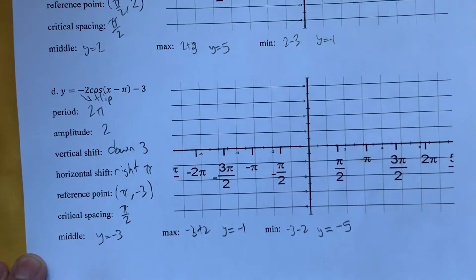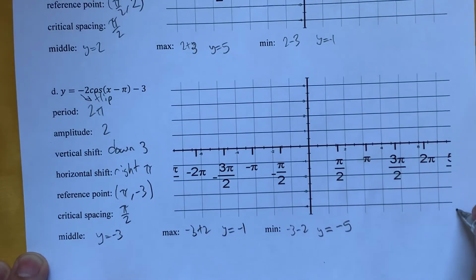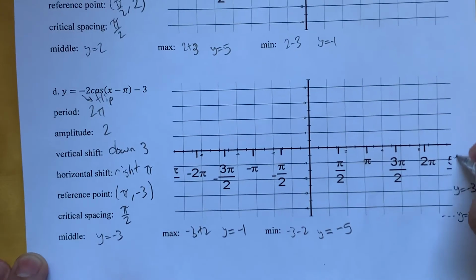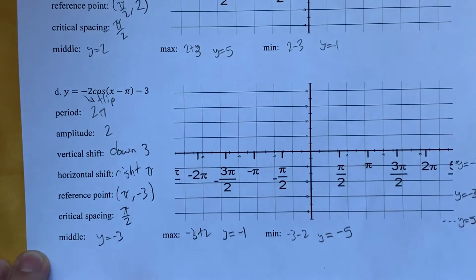Oh, here we go again. I'm not drawing that line. So I know my min, y equals negative 5. Pretend you can see that. And then go up, y equals negative 3 is my middle. And then y equals negative 1 is my max.